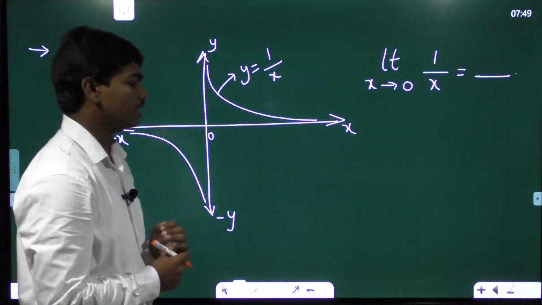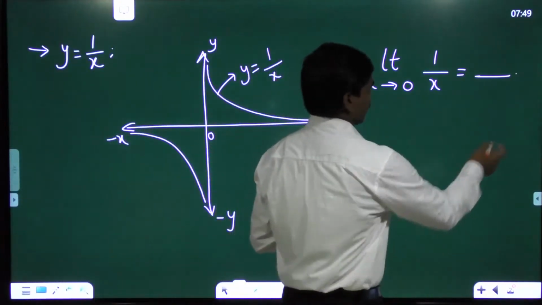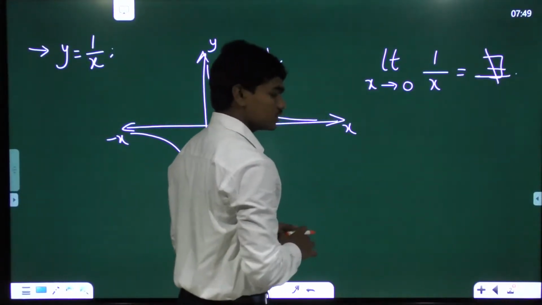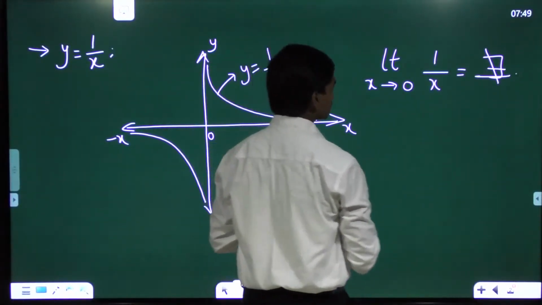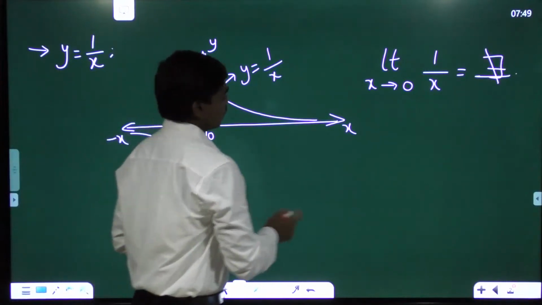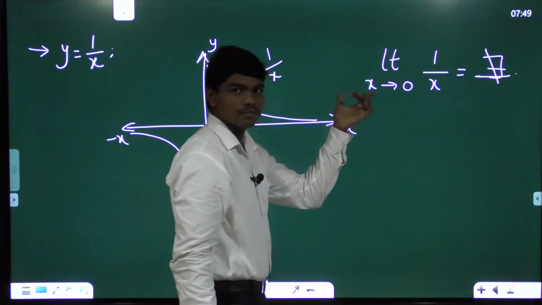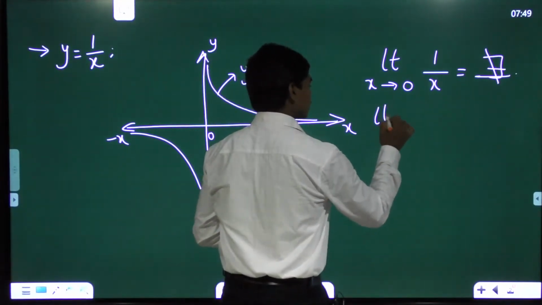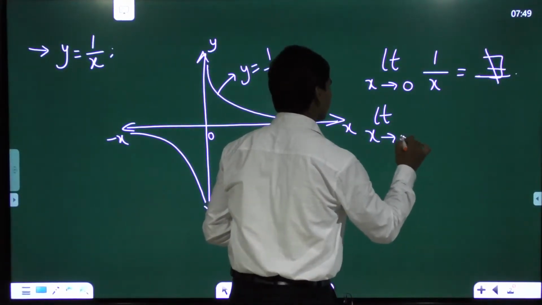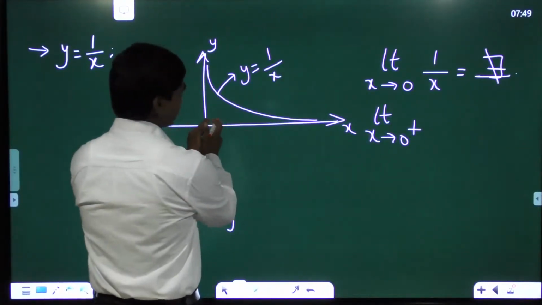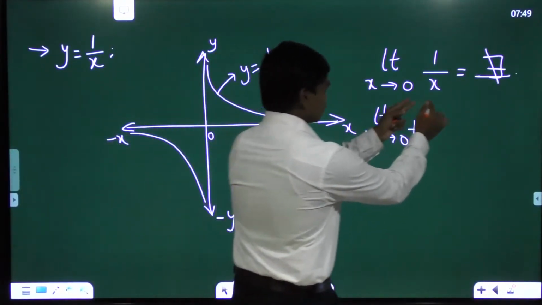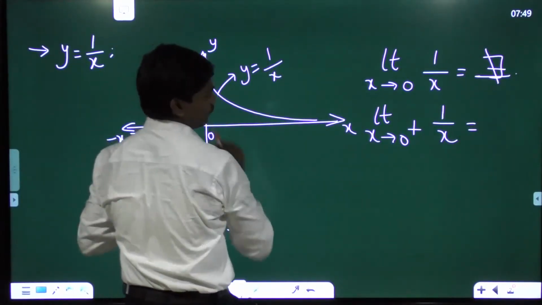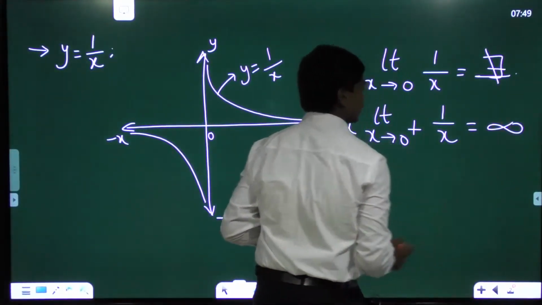Not defined. Good. It's actually not defined, or you can say it does not exist, because if you see this graph clearly, whenever you're evaluating limits, you should look at both the right-hand limit and the left-hand limit. Correct? So if you consider the right-hand limit, x tends to 0 plus, basically x is in the right neighborhood of 0, then this curve 1 by x is tending to positive infinity. So this is plus infinity. Correct?